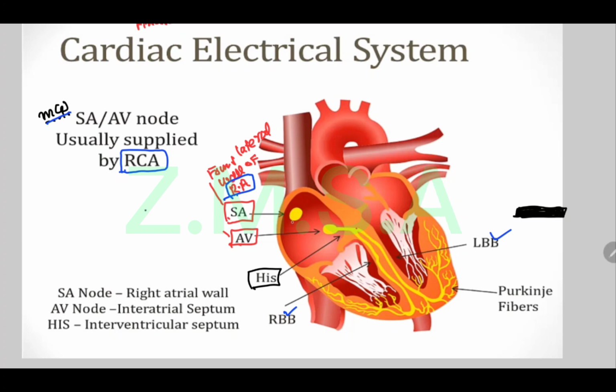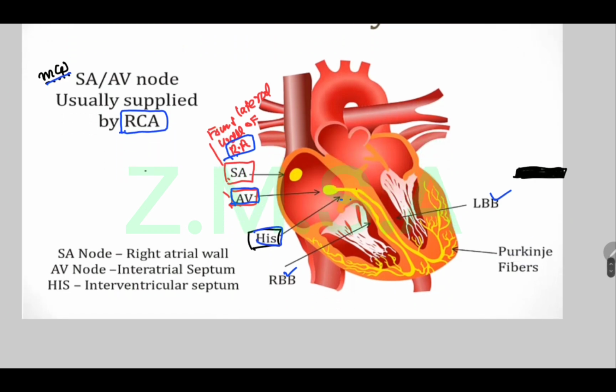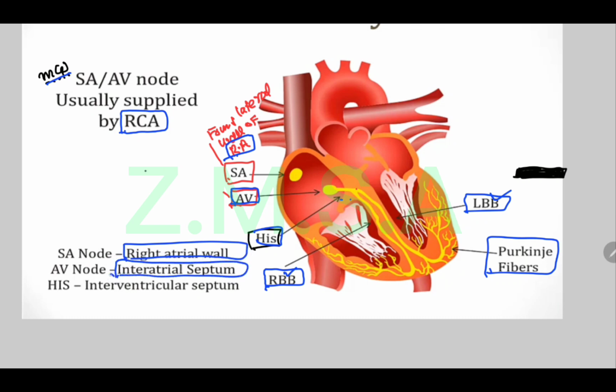When the SA node generates the impulse, it travels toward the AV node by the internodal pathway, then from the AV node to the bundle of His, and then from the bundle of His, the impulse travels toward the right bundle branch, then the left bundle branch, and after that the Purkinje fibers. The SA node is located in the right atrial wall, the AV node in the interatrial septum, and the bundle of His in the interventricular septum. So this is all about the anatomy of the heart.